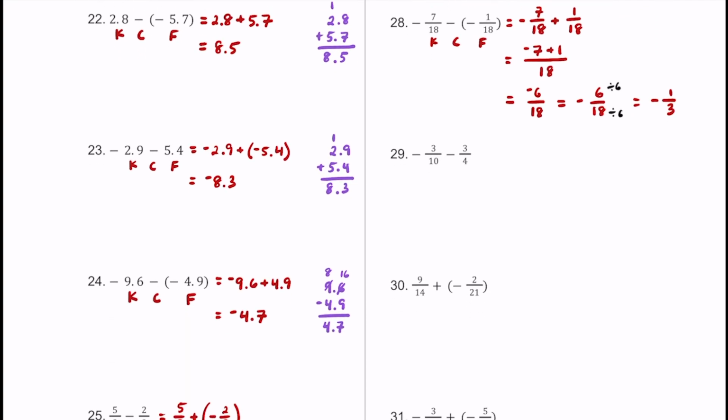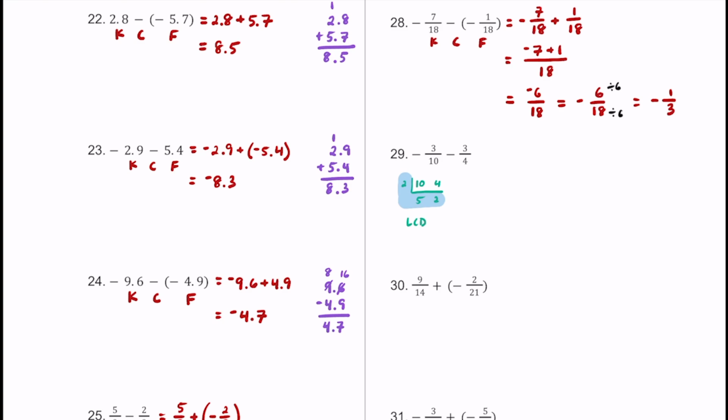Moving on to 29, this is the first one that's a little bit more annoying because we don't have common denominators. So we have to find out when 10 and 4 meet for the first time. So they have a GCF of 2, that's going to be 5 and 2. Then if we want to figure out when the first time they meet, looks like it's going to be 20, right?